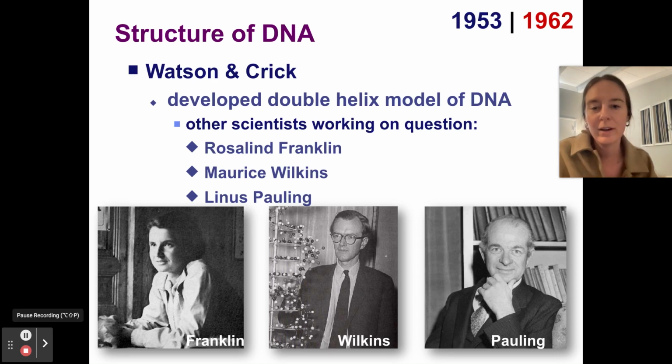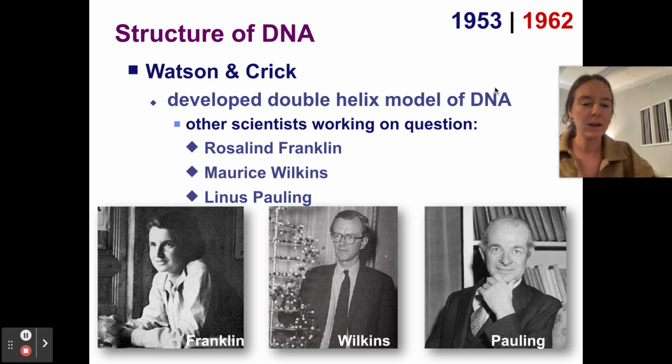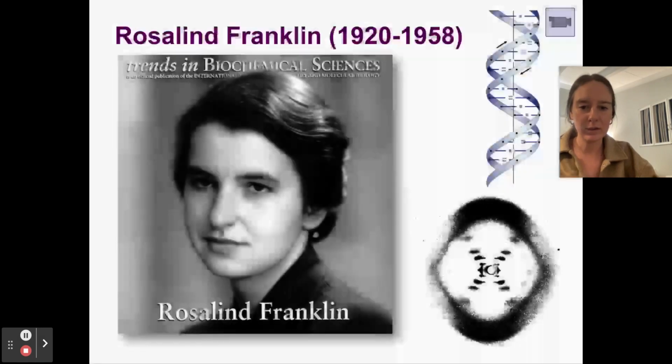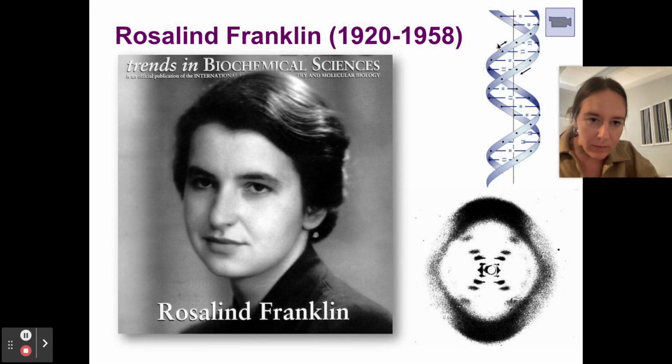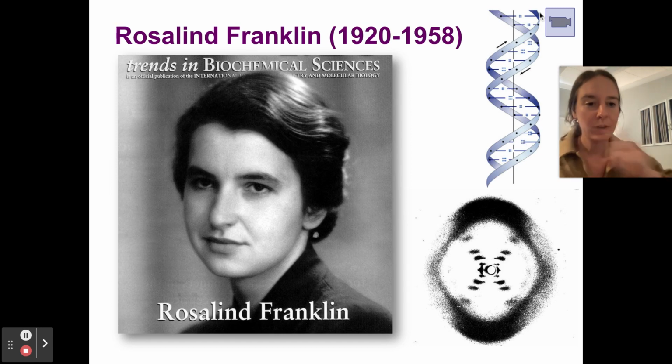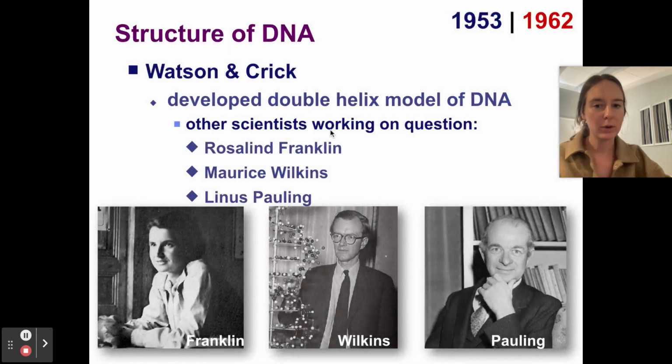So Watson and Crick are famous for developing the double helix model of DNA, which I'll show you a picture of. One of these is a helix, kind of like a spiral staircase. And then this right here is a helix. So there's a double helix. There's two of them that are wound around each other. So Watson and Crick were the ones who put this model together.